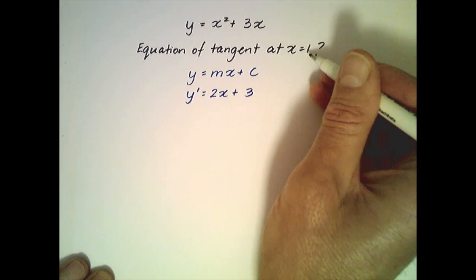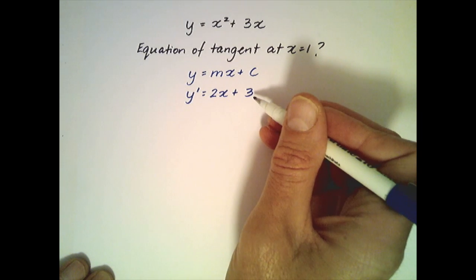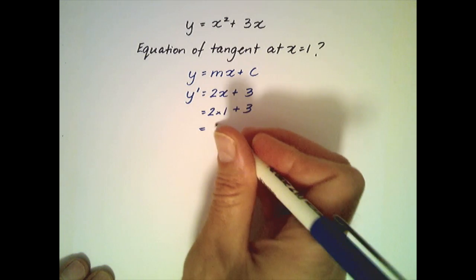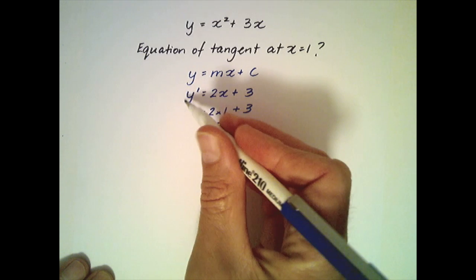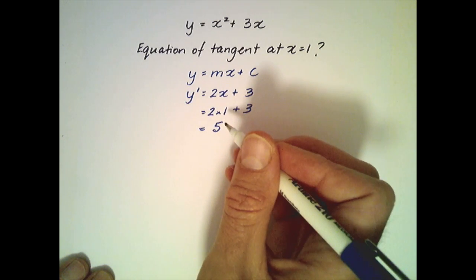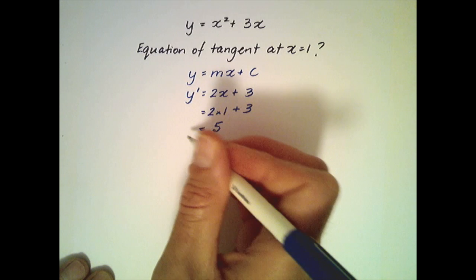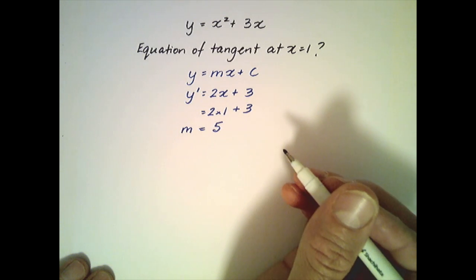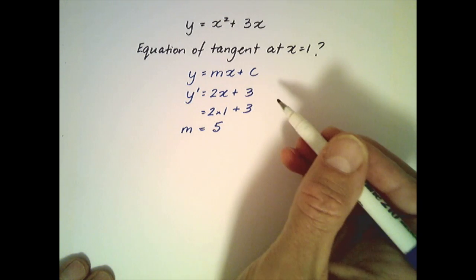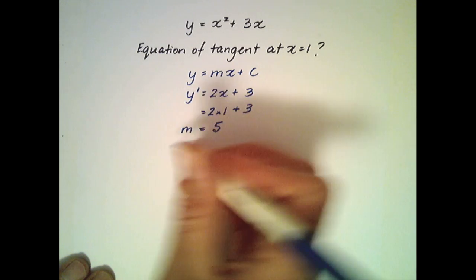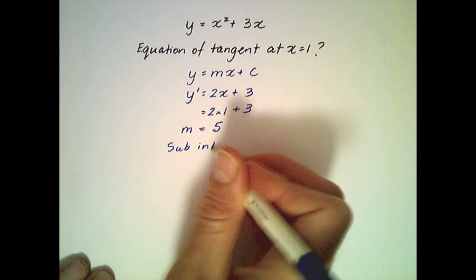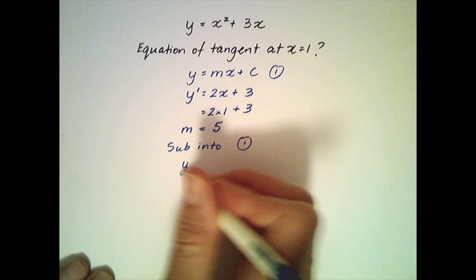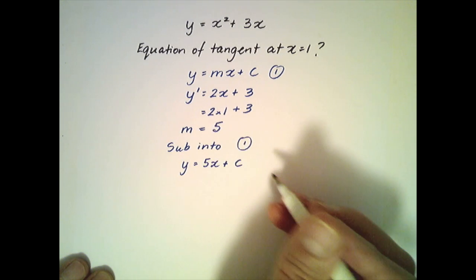And we can substitute x equals 1 into this equation to determine the derivative. So 2 multiplied by 1 plus 3 equals 5. So because this derivative finds gradients on our curve, we know that at x equals 1, the gradient is 5, and that matches the gradient for the tangent at that particular point. So we've got m equals 5, and we can substitute that back into the equation. So we'll put here to sub into 1. So we'll call that equation 1. So that means we have y equals 5x plus c.